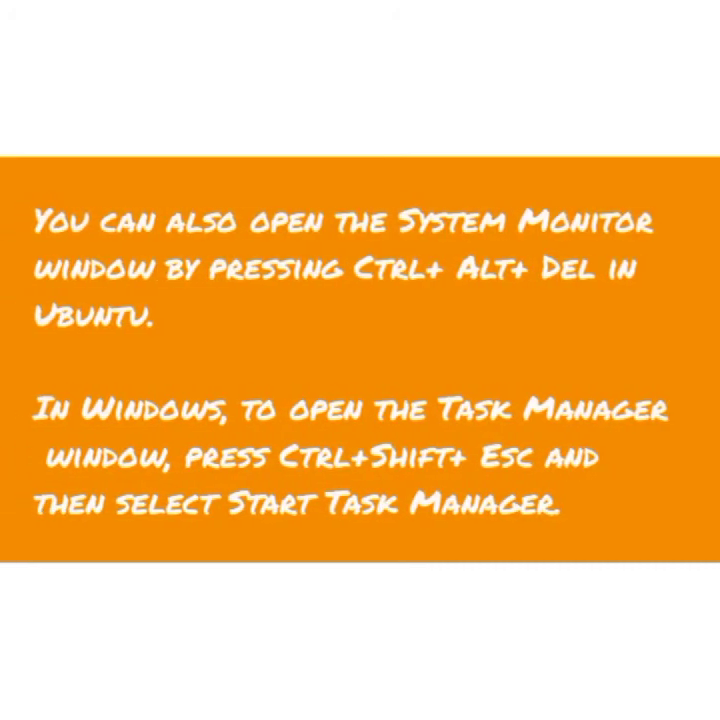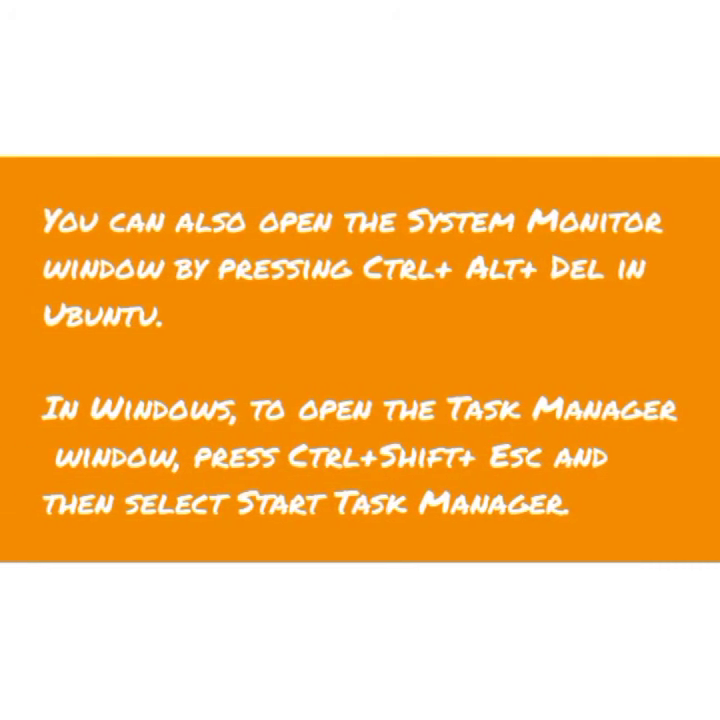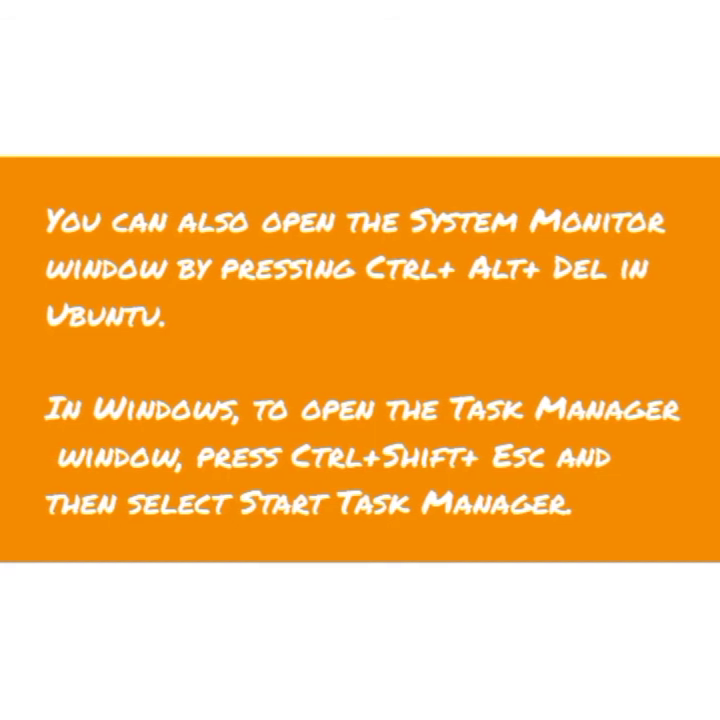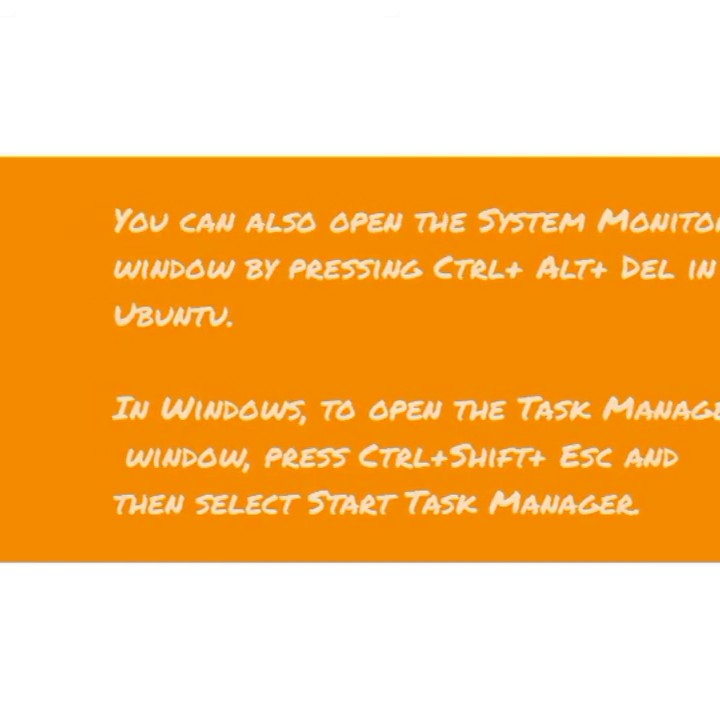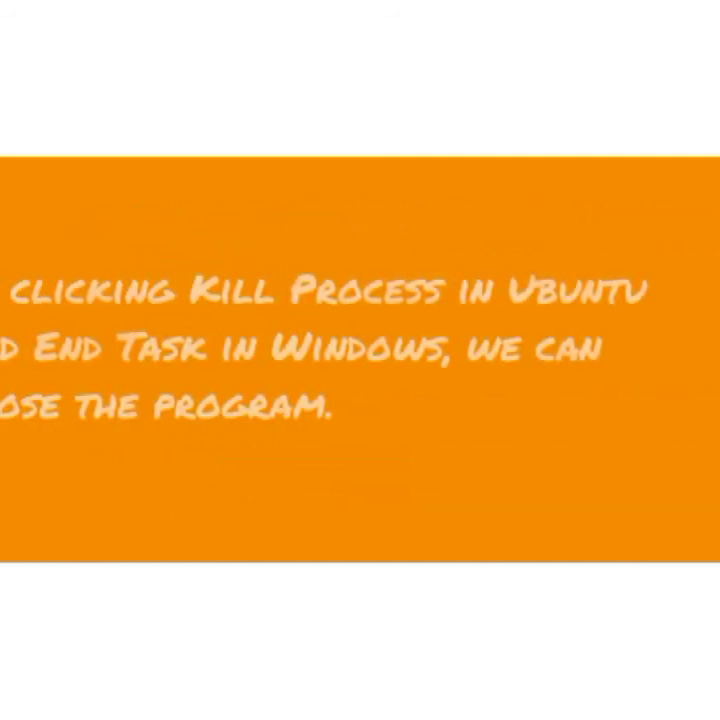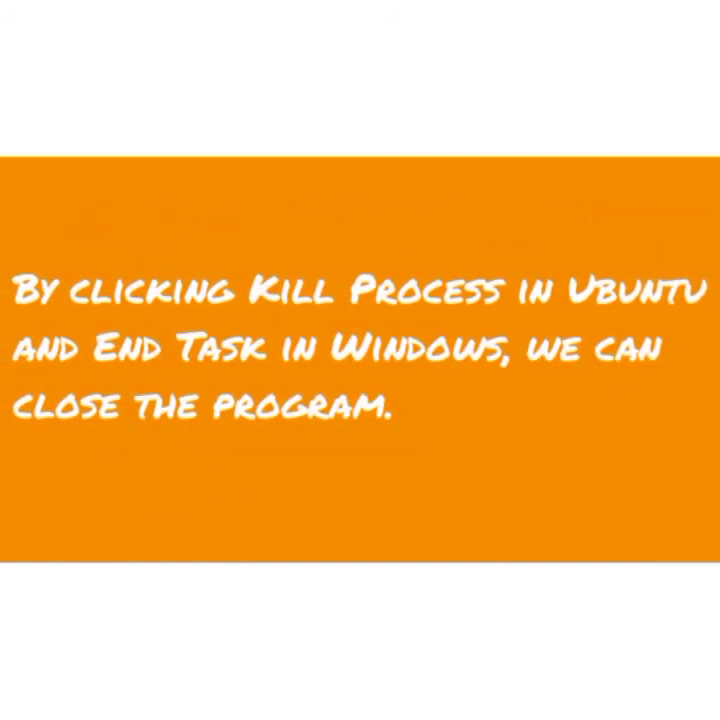You can also open the System Monitor window by pressing the shortcut key Ctrl+Alt+Delete in Ubuntu operating system. In Windows, to open the Task Manager window, you have to press Ctrl+Shift+Escape and then select Start Task Manager. This is the shortcut. Now when the window opens, you click Kill Process in Ubuntu and End Task in Windows operating systems, and then we can close the program. In that way we can close the programs. Alright.